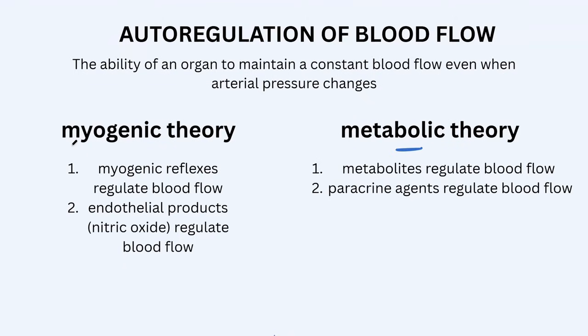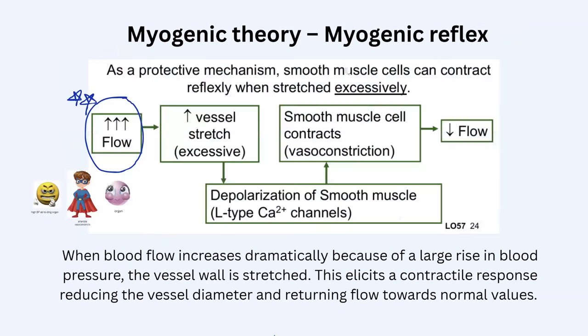In myogenic theory, note myo means muscle. The smooth muscle is going to contract and relax. Or you have something called nitric oxide. In metabolic theory, you have metabolites, which are the products of metabolism in cells. These are going to regulate blood flow, or paracrine agents, which are going to regulate blood flow.